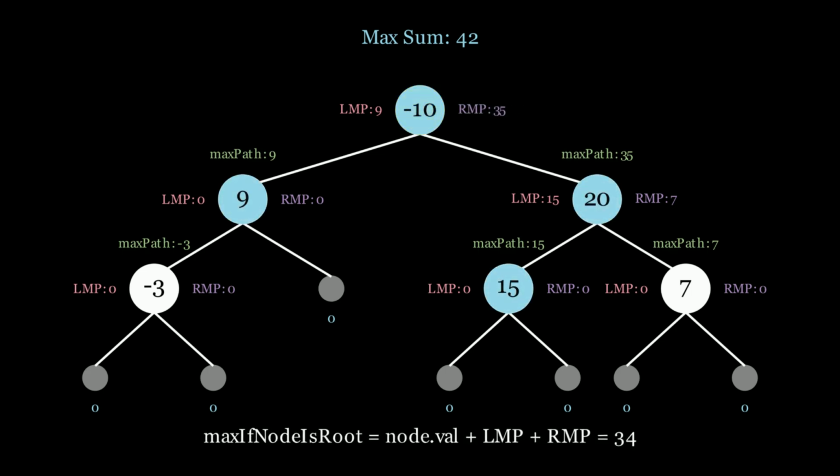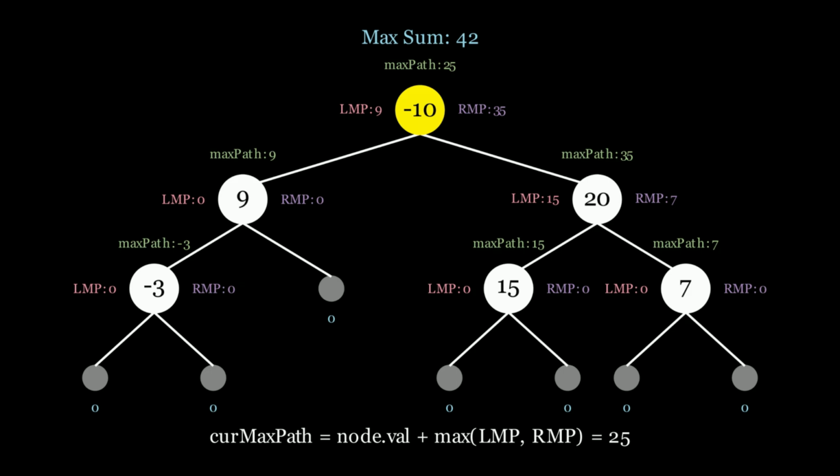Okay, now at negative 10, we're going to treat negative 10 as if it could be the root node. So this is going to be negative 10 plus the left max path plus the right max path. Effectively, we're summing negative 10, 9, 20, and 15, which is 34. 34 is less than 42, so we don't update the maximum sum.